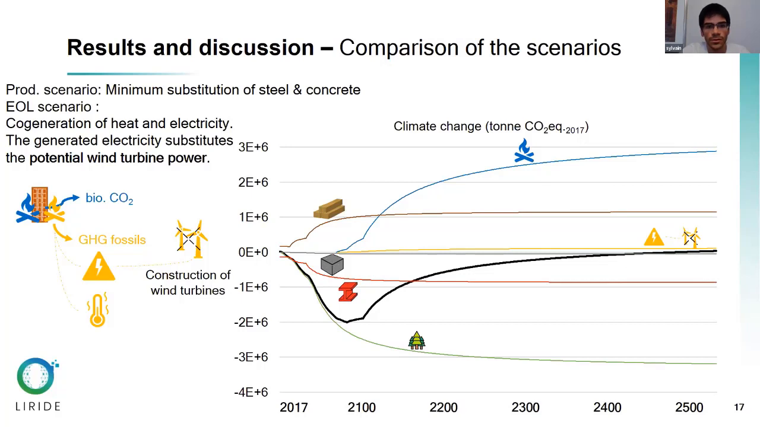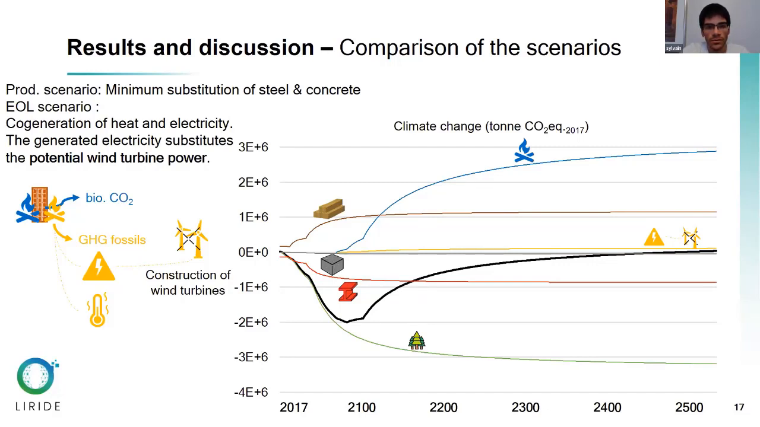Yeah, so first, for this end of life scenario, only avoiding the production of wind turbine is not enough in a very long term for two reasons. First, you see that the yellow curve related to the end of life is positive. And secondly, because the carbon sequestration in green and the biogenic emission in blue will cancel each other on an infinite time basis.